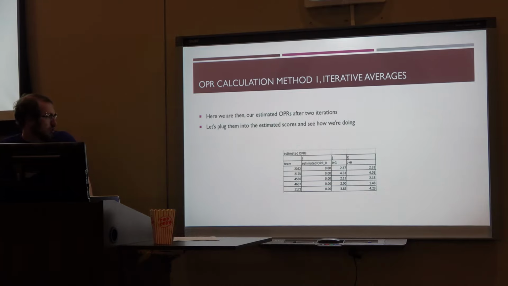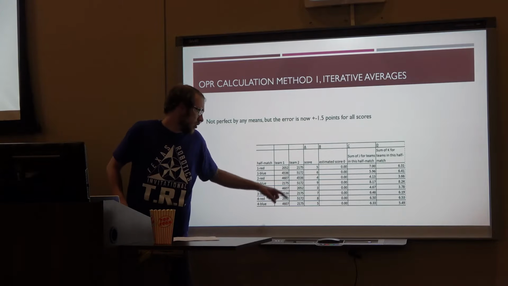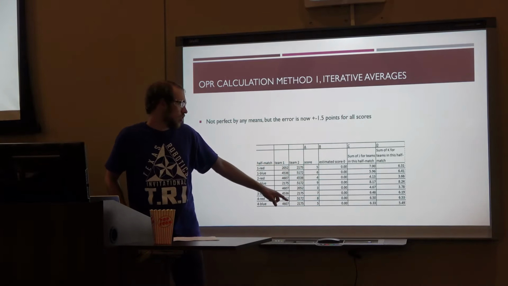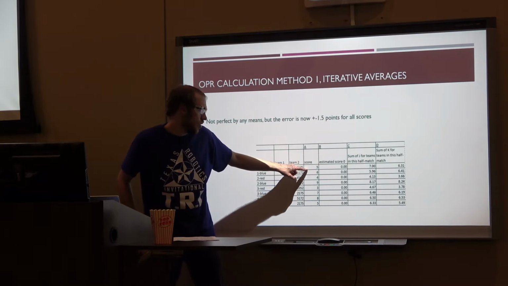So here are the second iteration OPR estimates: 2.3, 4.0, 2.1, 1.4, 4.2. And if you plug those back in to the top, you can see these getting closer to these score values. So 7 goes to 6. Could you go back to the slide before? Oh, sure.